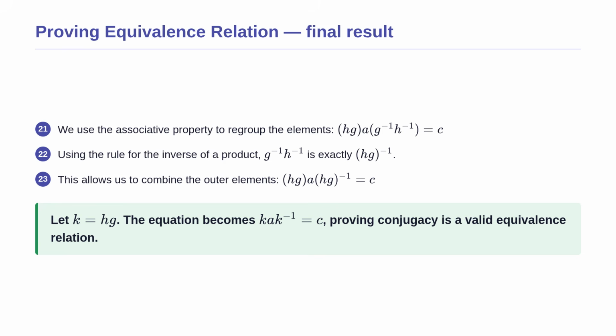Let us define a new element K as H times G. Because the group is closed, K is definitely in the group. Our equation becomes K times A times K inverse equals C. This proves transitivity and confirms that conjugacy classes perfectly partition the group into distinct, non-overlapping slices.